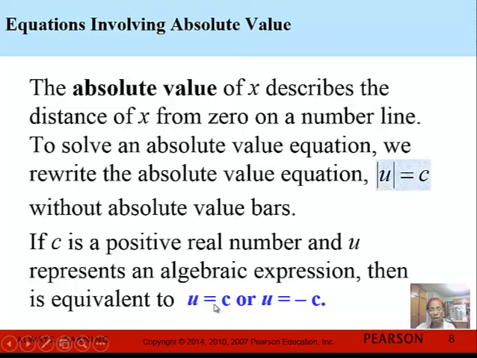Another method for solving quadratic equations is the square root property. It must meet all the conditions stated here.